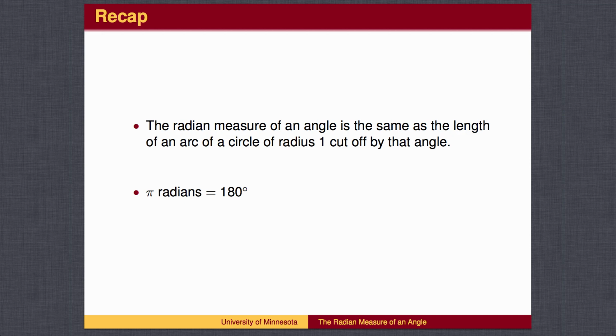To recap, we defined radian measure to agree with the circumference of the circle of radius 1. In general, the length of the arc is the radian measure. The circumference of a circle with radius 1 is 2 pi, which gives us the standard conversion that half a circle is pi radians and also 180 degrees.